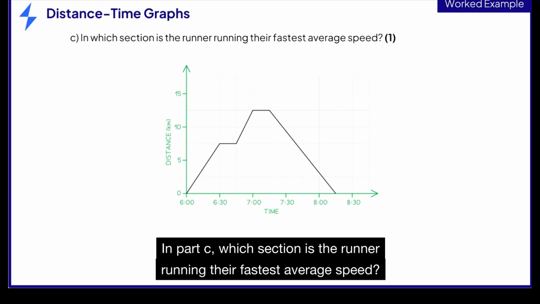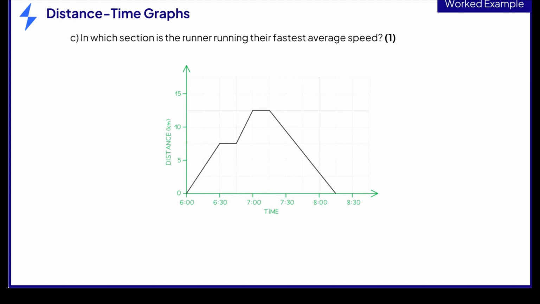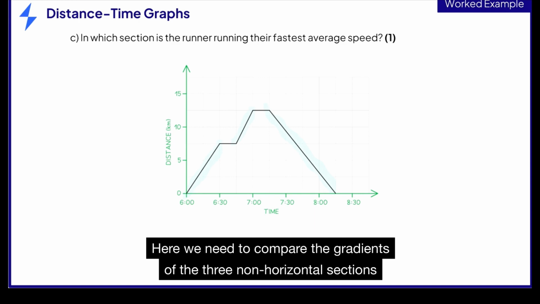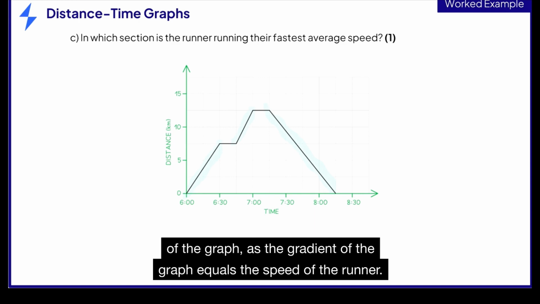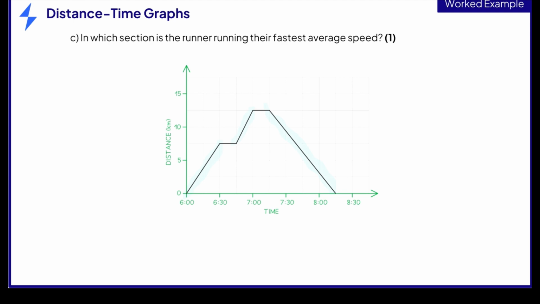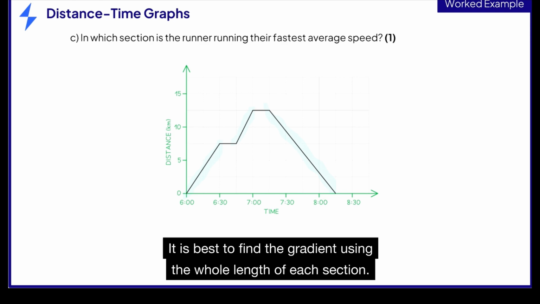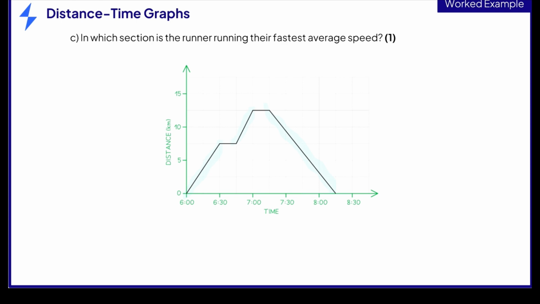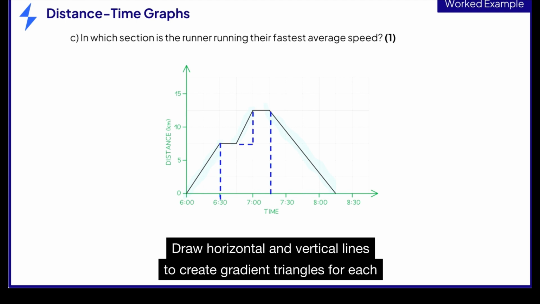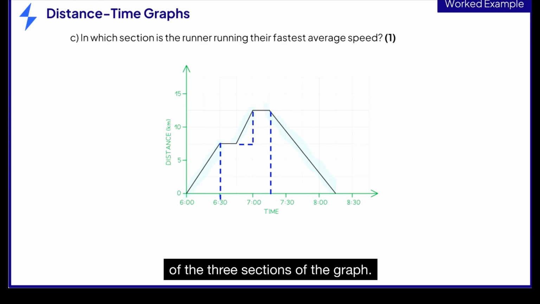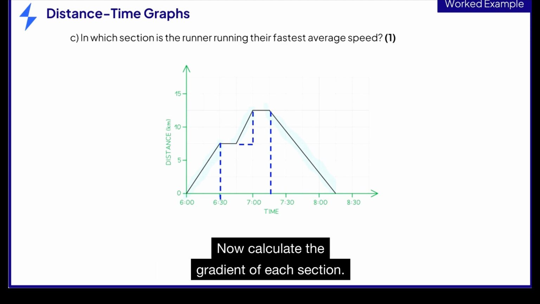In Part C, which section is the runner running their fastest average speed? Here we need to compare the gradients of the three non-horizontal sections of the graph. As the gradient of the graph equals the speed of the runner, it is best to find the gradients using the whole length of each section. Draw horizontal and vertical lines to create gradient triangles for each of the three sections of the graph. Now calculate the gradient of each section.